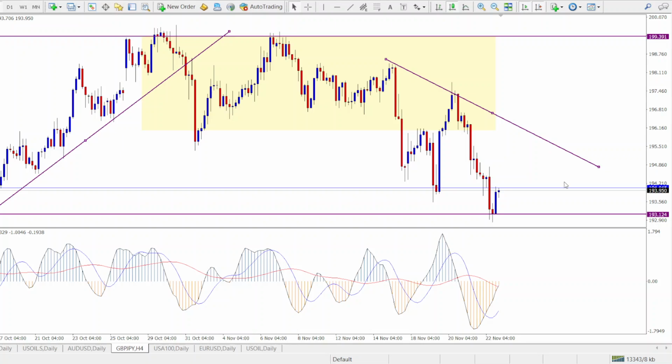Yeah, you can actually decide to use support levels for your exits, or you can wait for the blue line to cross above the red line. When the blue line crosses above the red line, you can use that to exit your sell trade. Okay, so whichever exit strategy you want to use completely depends on you.